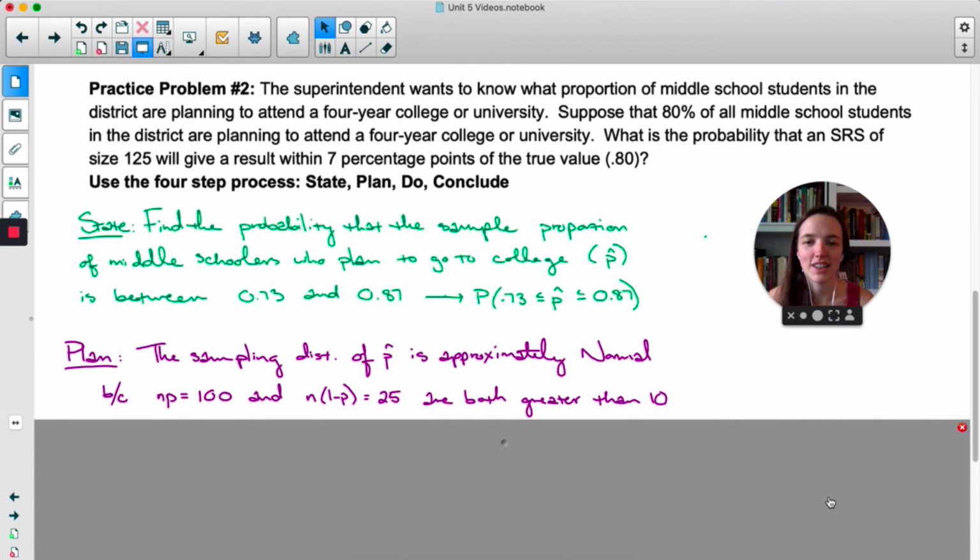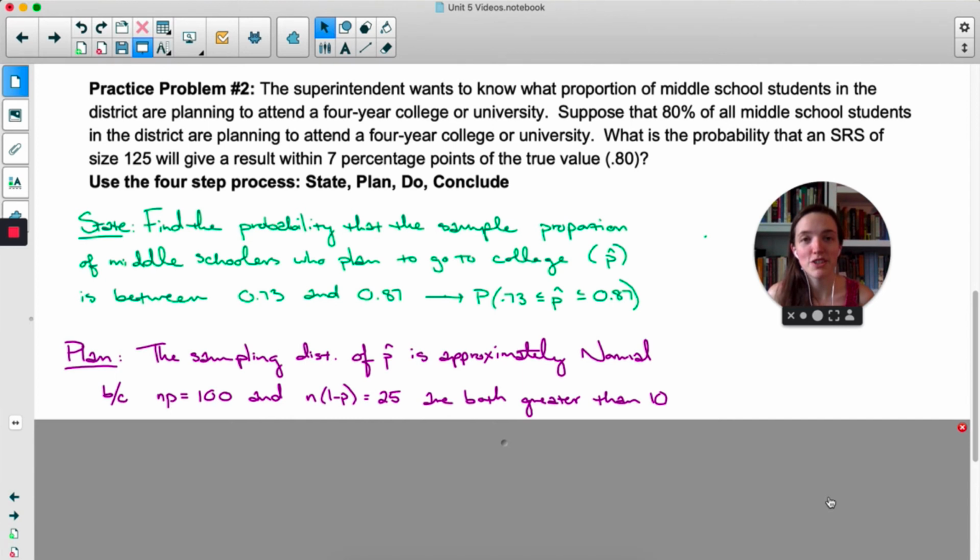So in this case, we're looking at the sampling distribution of p hat. If it's not normal, we literally have to stop doing the problem, because we can't do any normal CDF or z-score calculations if the distribution isn't normal. So sometimes you get to plan and you have to say, this is clearly not a normal distribution, we have to stop. The sampling distribution of p hat is approximately normal because np is 100 and n(1 minus p) is 25. Both of those are greater than 10. Okay, so that means we can continue.